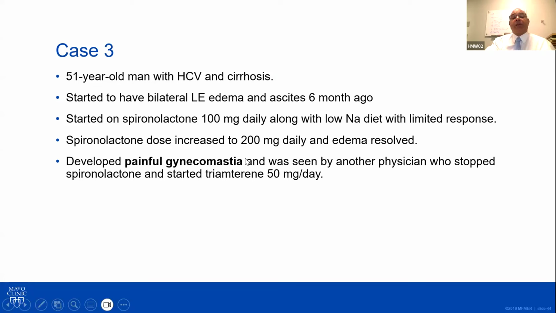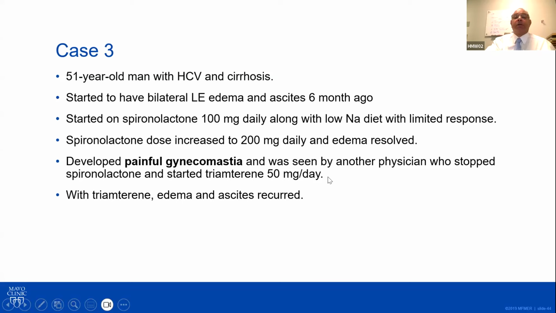The edema resolved, and his sodium is fine. Then he developed gynecomastia, painful gynecomastia. He came to your clinic, you were not there, you were on the north coast of Egypt, and your intern saw him. He said, there is no problem, we're going to stop the spironolactone, that's what's causing the gynecomastia, and we'll start you on Trimethoprim at a reasonable medium dose, 50 milligram per day. But the edema returned and the ascites came back.